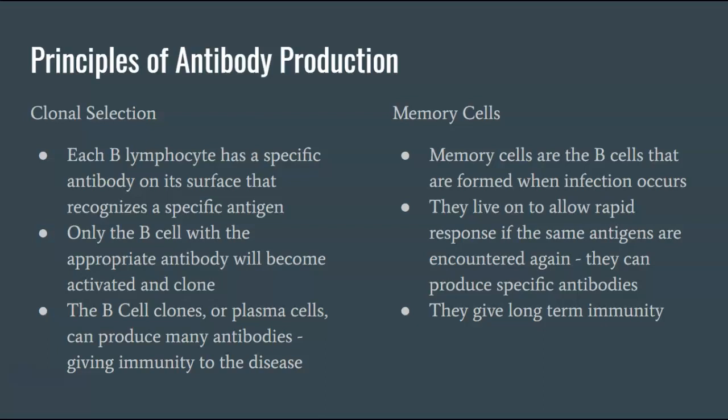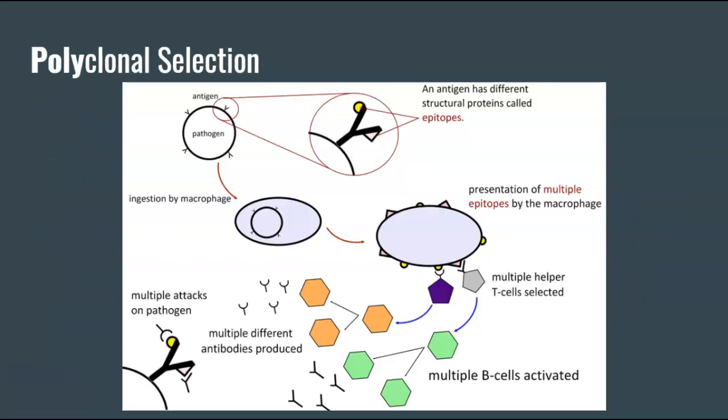The memory cells are what give you long-term immunity. They live on in the body even after the pathogen is gone. Maybe you don't have a million of them, you just have a few that live on, but it allows a rapid response. And that's the key here. This is why, if you get sick and then you get sick again a couple weeks later, it's not nearly as bad. This is also how vaccines work, which we'll talk about a little bit later. But in general, memory cells are awesome and help with fighting off diseases.